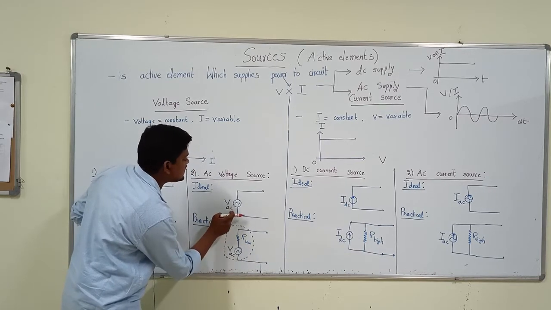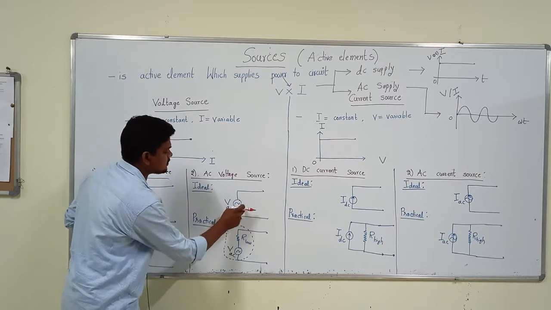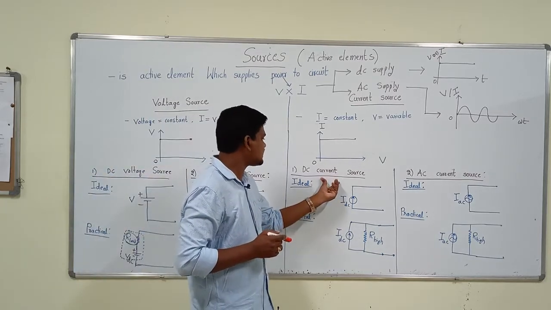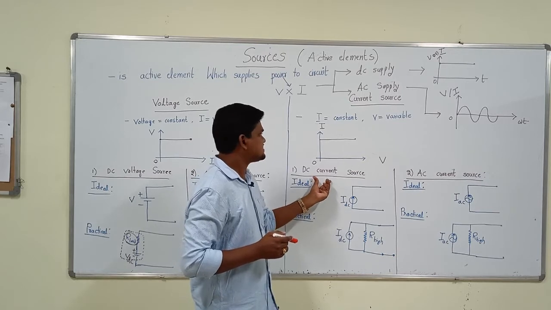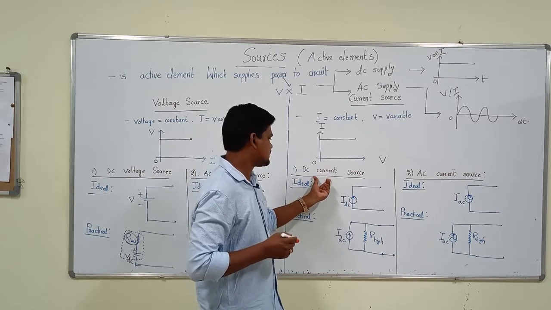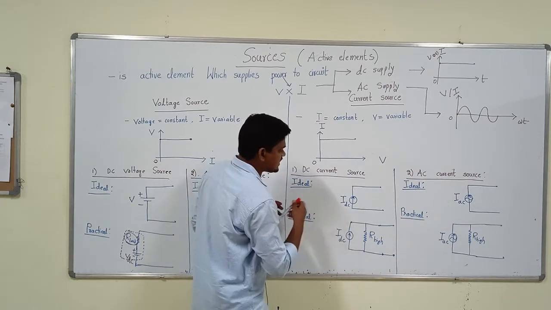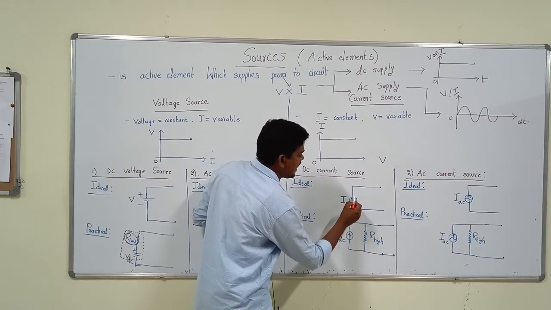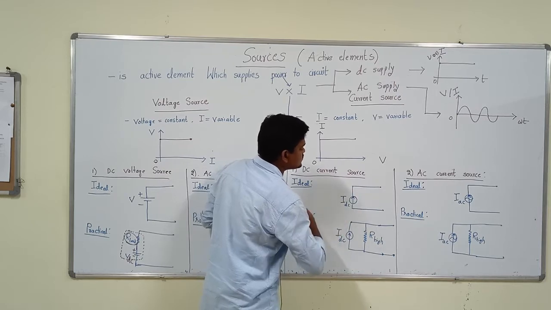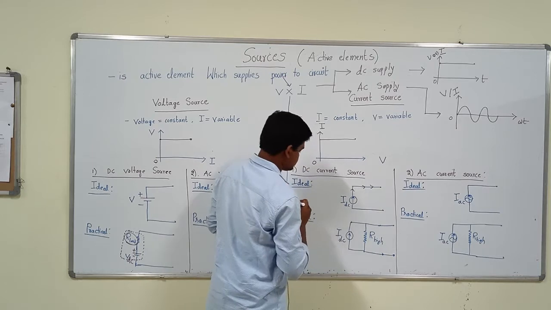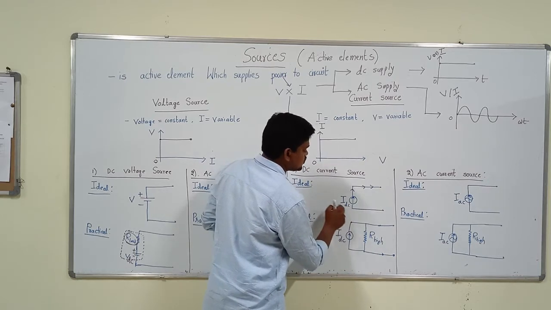Practically it is like that, but ideally in the circuit or network we represent it like this only. Same as for the DC current source, it depends on the supply, where we have the DC current source and the AC current source, two types. So ideally DC current is represented with this arrow symbol, which means current flows in this direction.